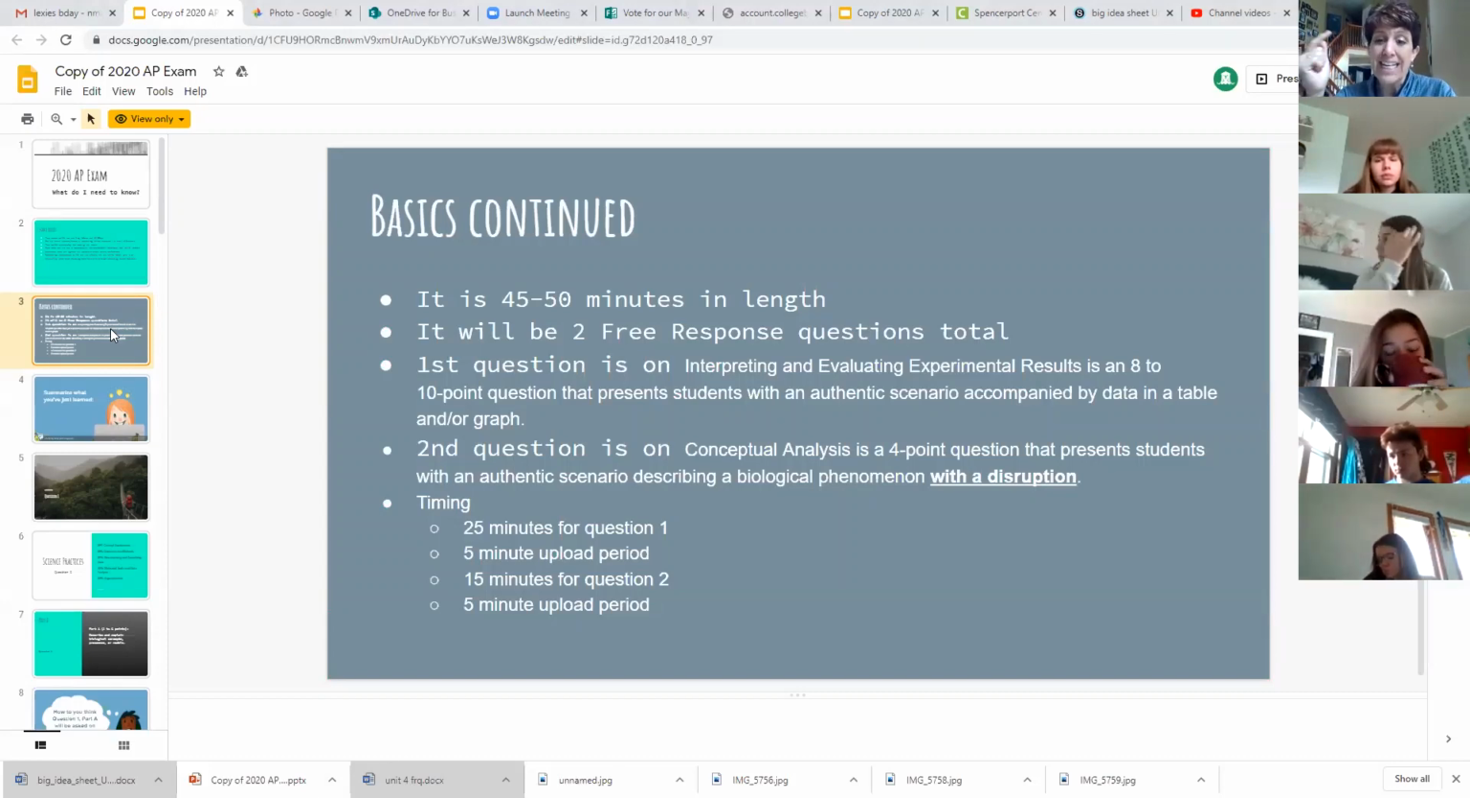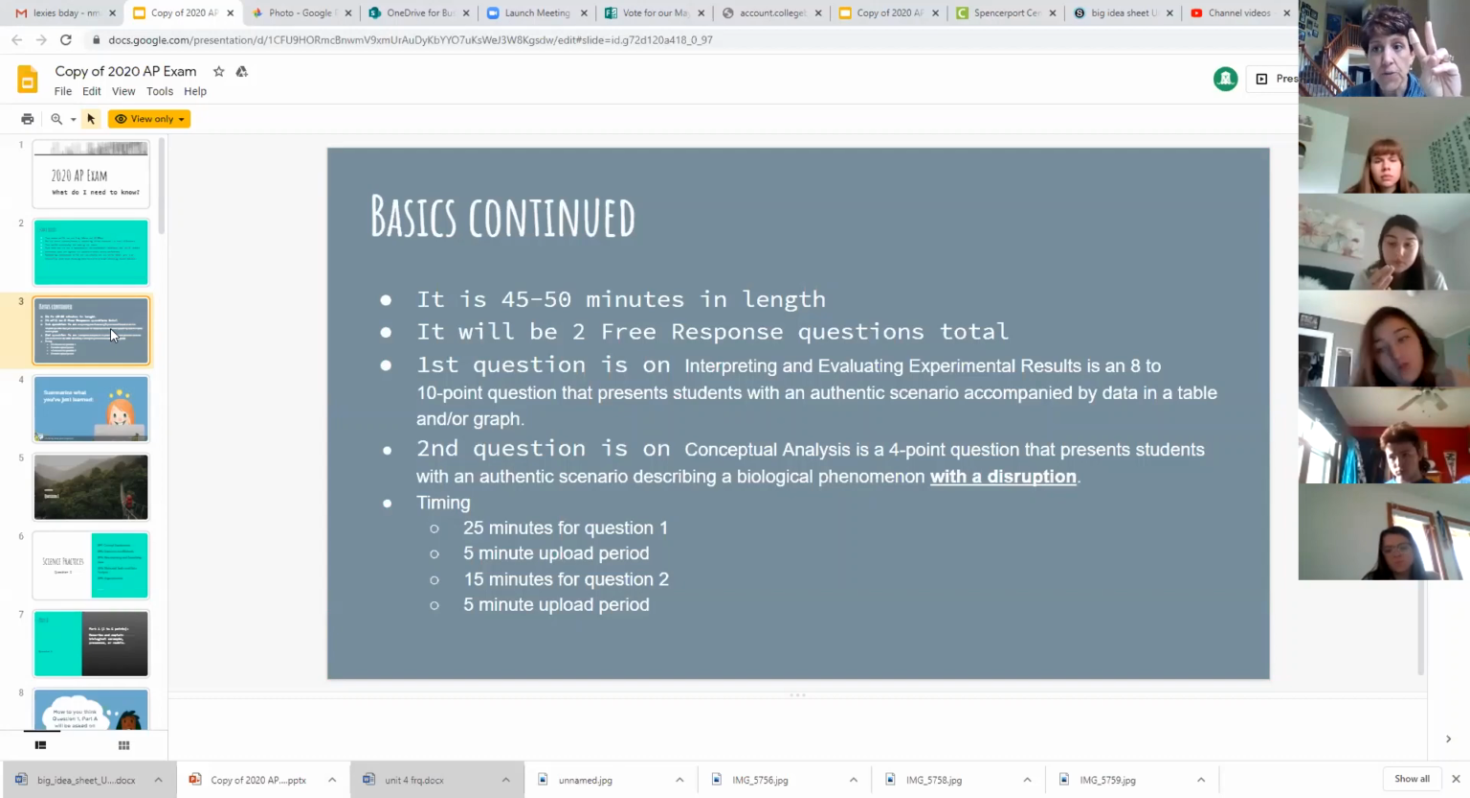It'll be relating to an experiment where they give you data or graphs, either a table or a graph, and you have to analyze it. Much like the one that I'm going to go over today, they gave us 2 graphs on one of the ones today, and then they asked you a series of questions about it. That's how question number 1 is going to be, and you'll have 25 minutes to do it.